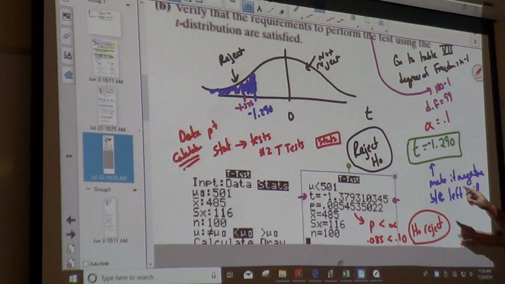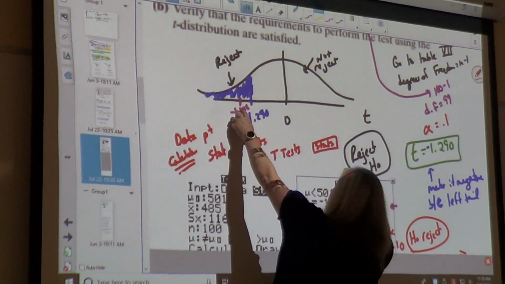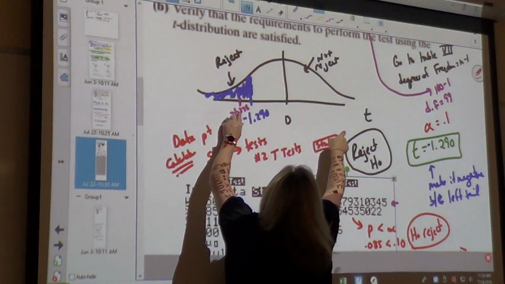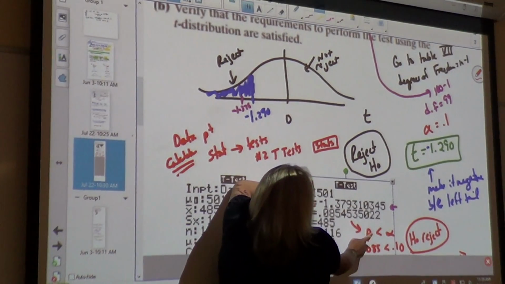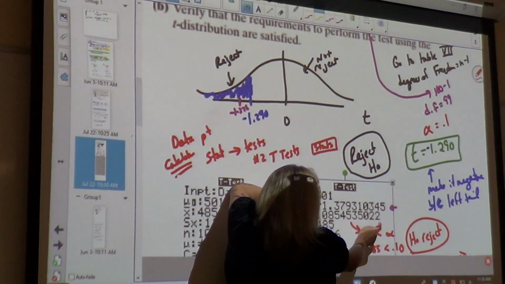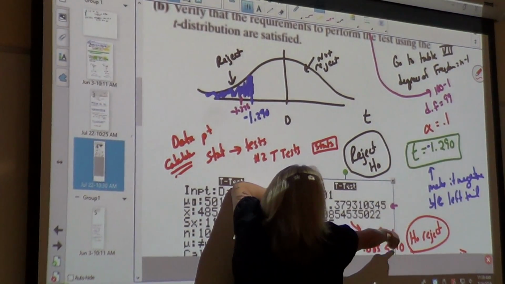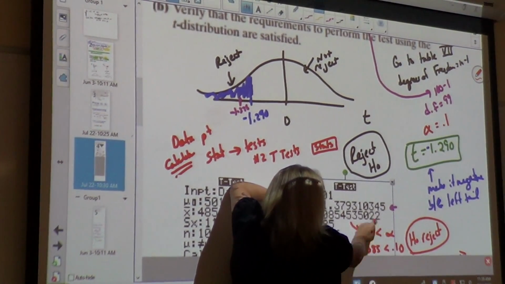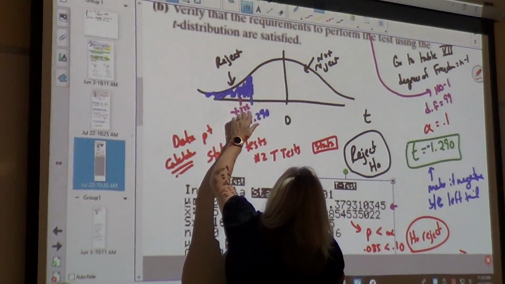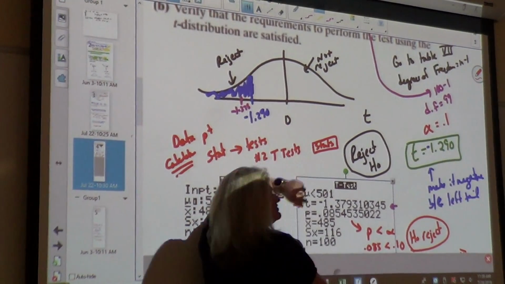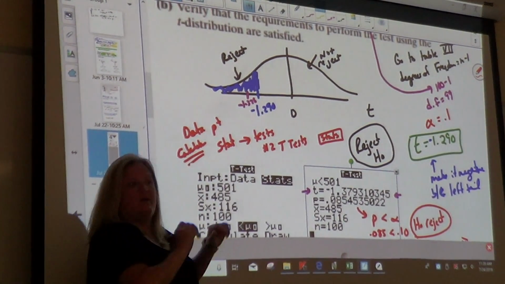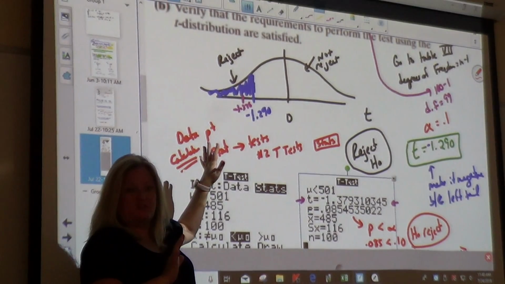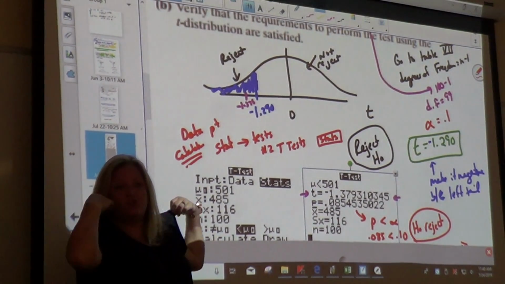So either way, if you do it by the picture, you're going to use the T in the picture. But if your P is low, the H naught must go. So your P is what you'll use for lower than alpha. Your T is what you'll use to see if it's shaded into the region or not. They both are going to give you the same answer, so it's just according to which one you want to use.